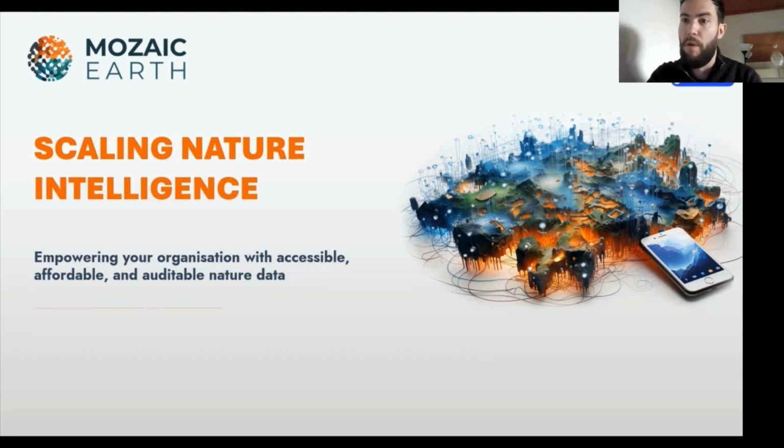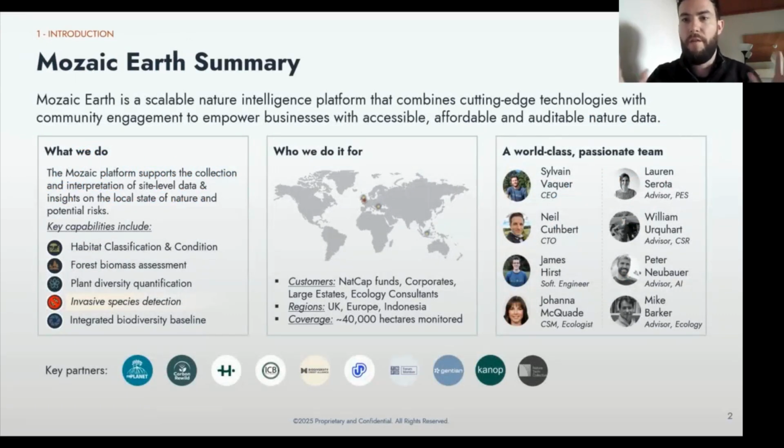And as a starting point, we're activating the global community network and smartphone network to collect and build data sets of ground level imagery that can be interpreted for habitat condition, vegetation analysis, invasive species, and then aggregated with data sets like the ones that Jeff produces to build integrated biodiversity baselines for the organizations that we work with. So Mozaic at a very high level, as I mentioned, we're building an AI-powered, community-driven ground truthing platform. And so that means combining technology innovation with community engagement to reduce the cost of access to site-level nature data.